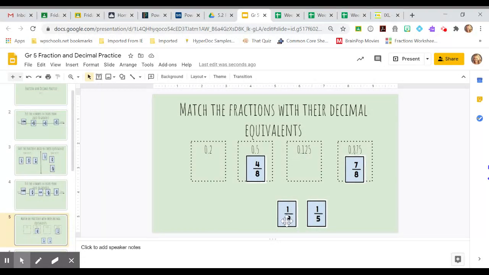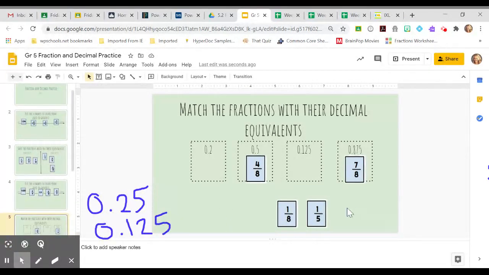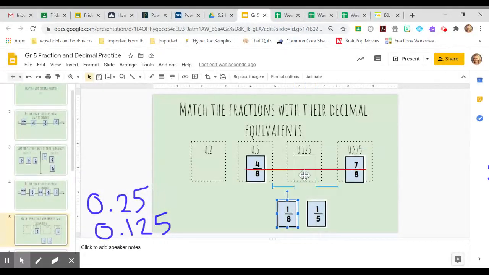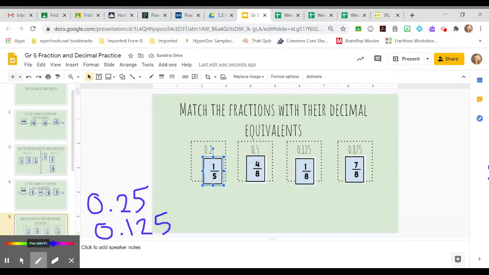If you remember, 1/8 is half of a quarter, all right? If a quarter is 25 hundredths, 1/8 is half of that. Half of 25 cents is going to be this, okay? So 1/8 goes with this, and 1/5 is equivalent to 2/10. Remember, 1/5 is equivalent to 2/10. Okay? All right, moving on.